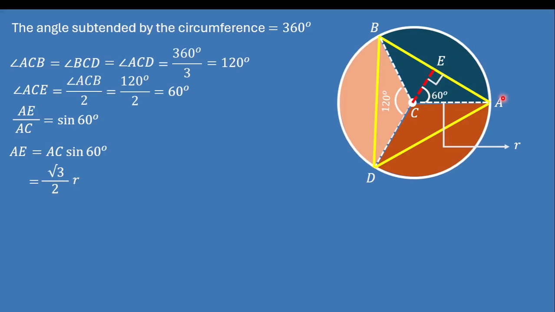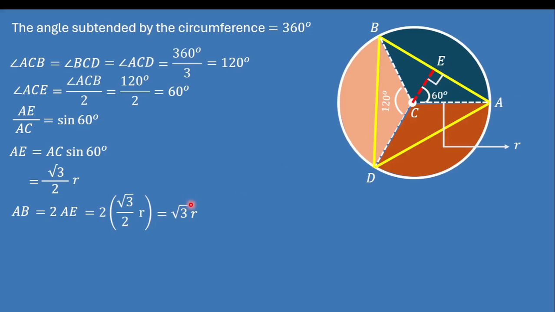And now the length AB is twice AE because CE is a perpendicular bisector. Therefore, this side is exactly equal to this side. So I can write AB equals twice AE. And if I put the value of AE from this equation, then I can write twice square root 3 divided by 2 times R. I can cancel this 2 with this 2. That leaves me with square root 3 R. Therefore, the length AB equals square root 3 times R. Similarly, BD equals square root 3 times R, and DA equals square root 3 times R.